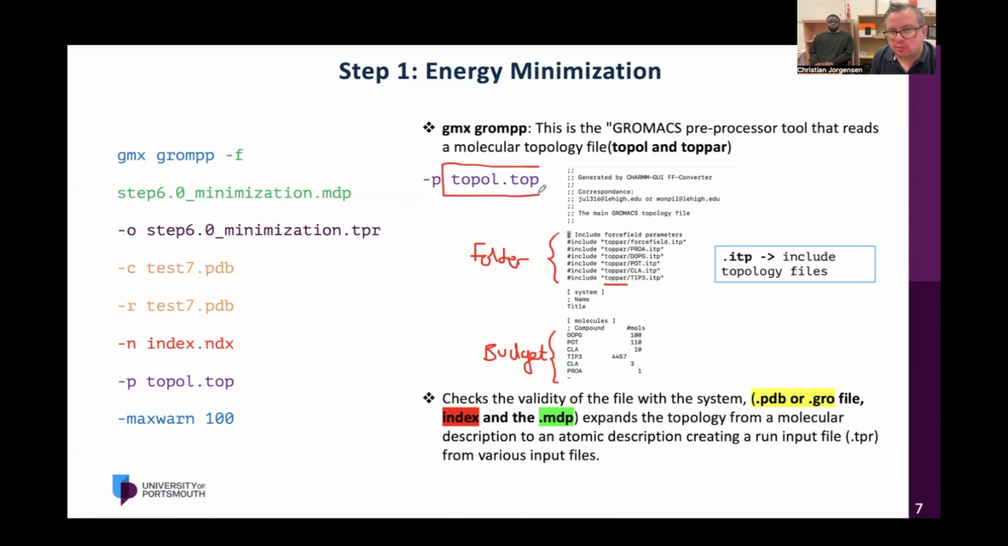The main file is this, and it is a readable file. It's not binary. Then you have this toppar folder, which contains all these ITP files that are also readable. None of these are binary, luckily. And it needs to go through all of this and refer back, as we said, to the PDB. So it's really going to look at this file and ensure that this accounting corresponds to it. It checks the validity of the file system and compares.